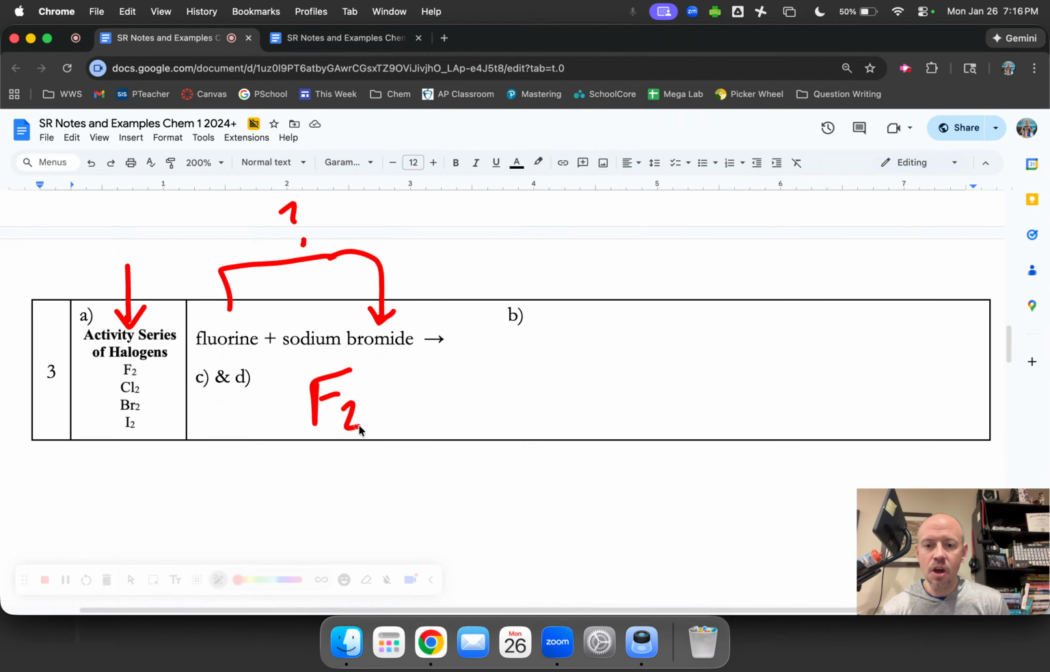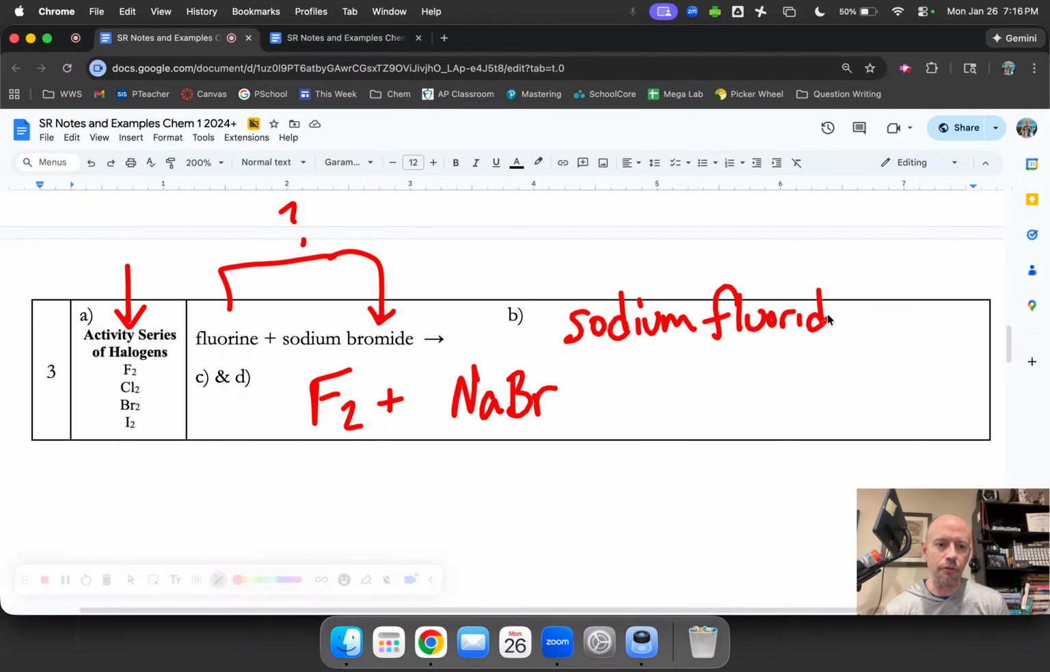In this case, we have the same idea, but fluorine is not on our list of metals, so we can't use it to kick out something else from the list of metals. Fluorine is right next to it on the list of halogens, so fluorine can maybe kick out something from the list of halogens. We see that fluorine is up at the top, so that means it is the most reactive and most able to replace something else. So we can do our reaction.